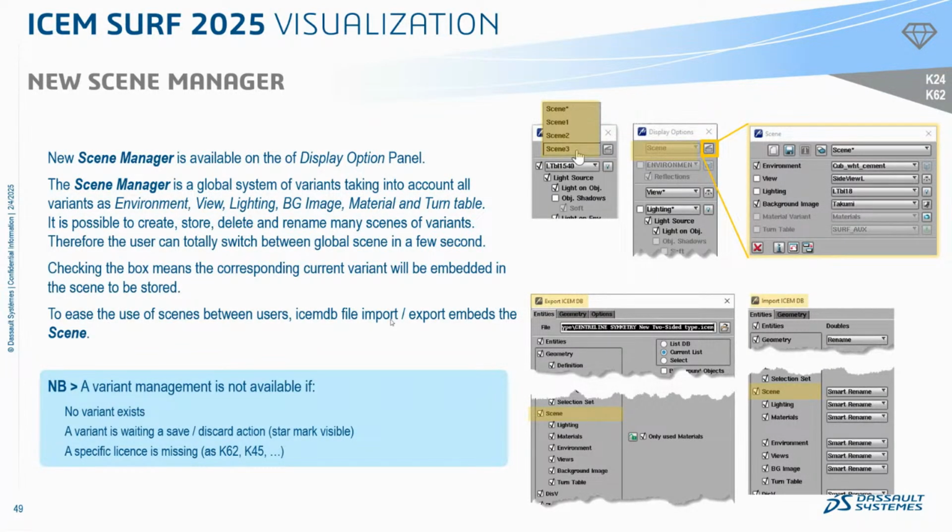Okay, we're coming up to one of the big new things, the scene manager. Remember, over the last couple of releases, we've added the ability to have a material variant, a lighting variant, an environment variant. It's where you can set those situations up in a certain way and you can give it a name so that it's easy to come back to in the future. So the scene manager is really helpful.